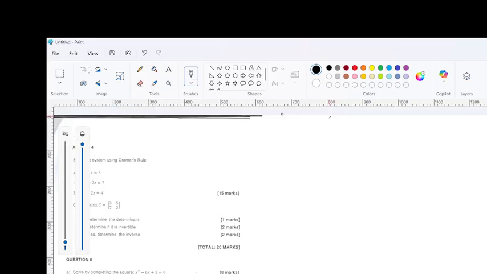So I have x squared minus 6x plus 5 equals 0. We solve this by completing the square. So now, how do you solve this by completing the square?